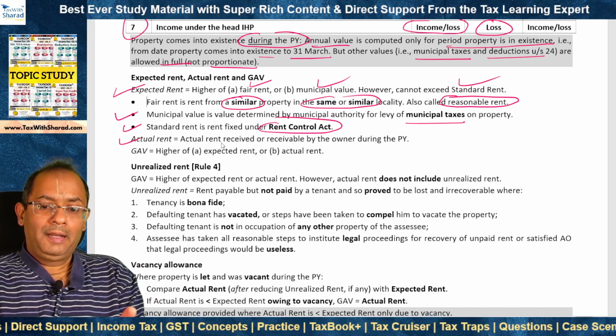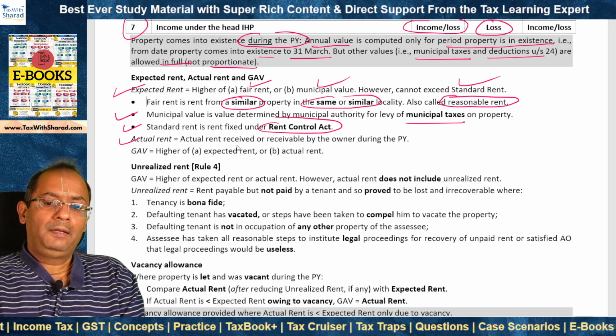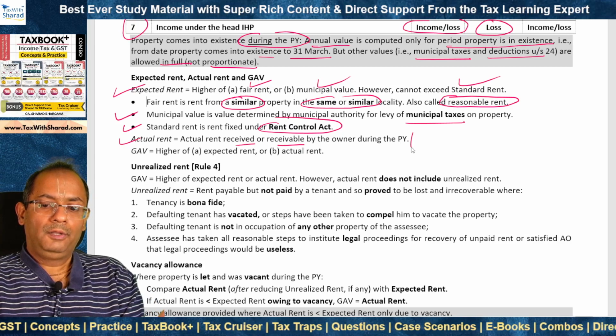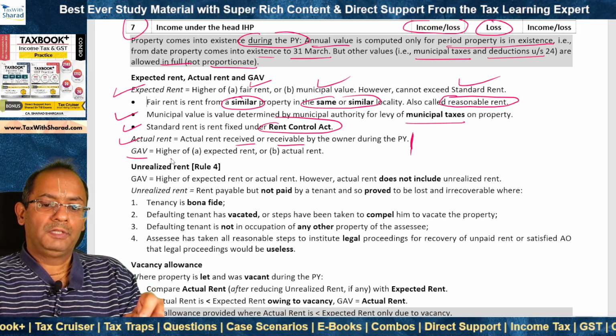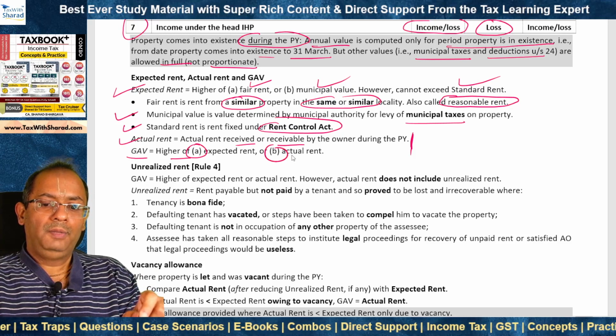Then we determine actual rent, which is the rent received or receivable by the owner during the previous year. And consequently, we compute GAV, which is the higher of A, expected rent, or B, actual rent.